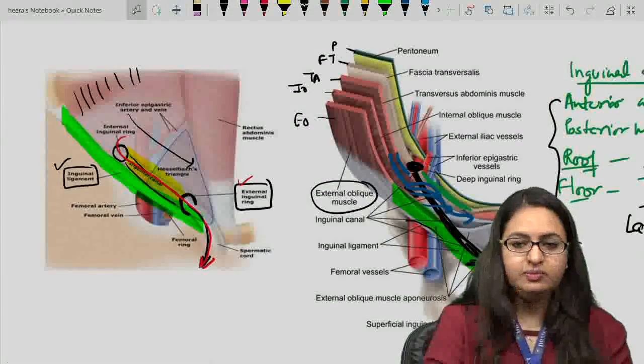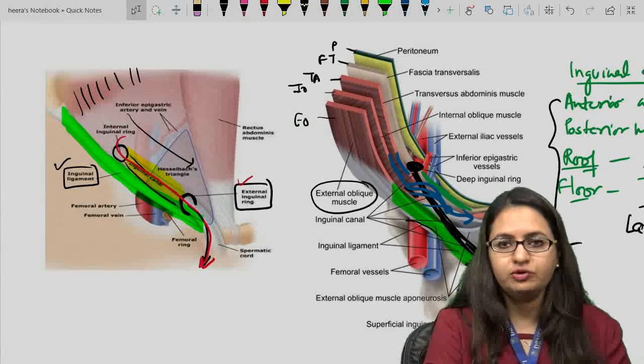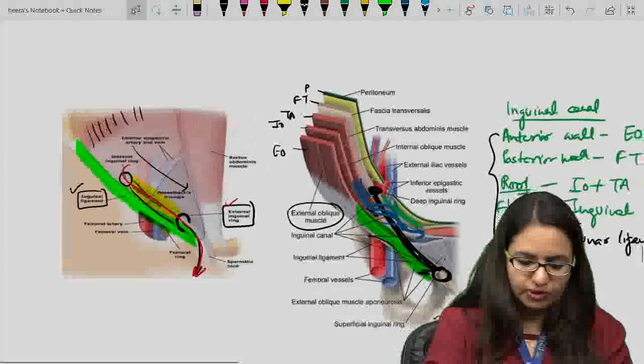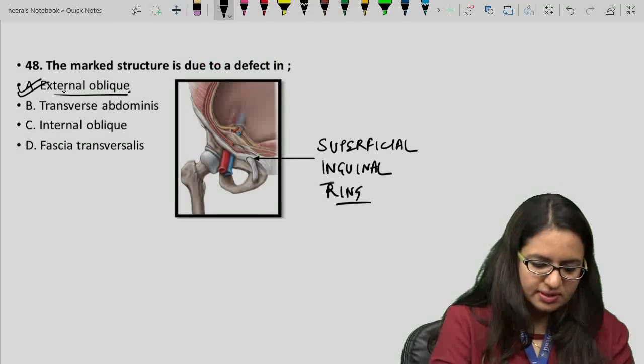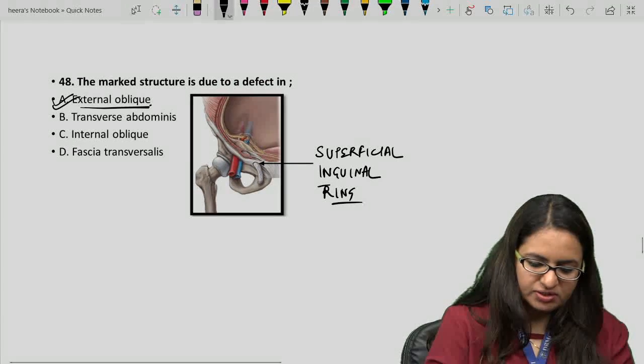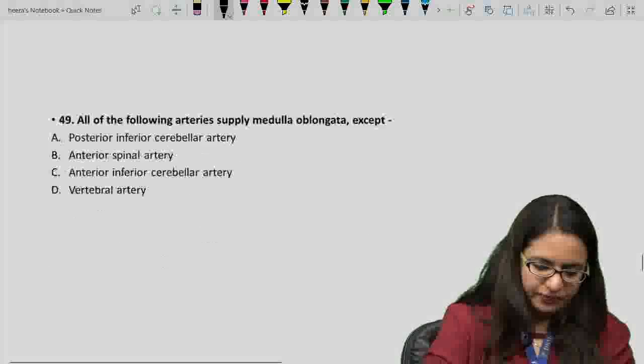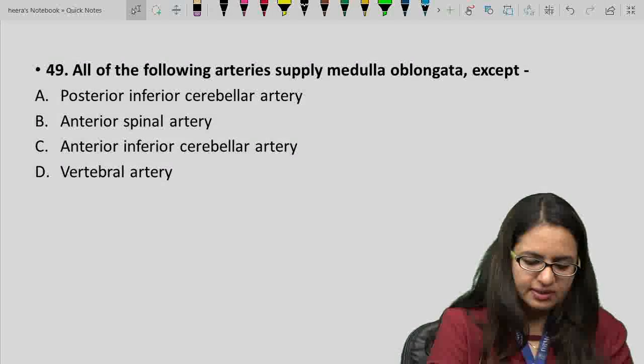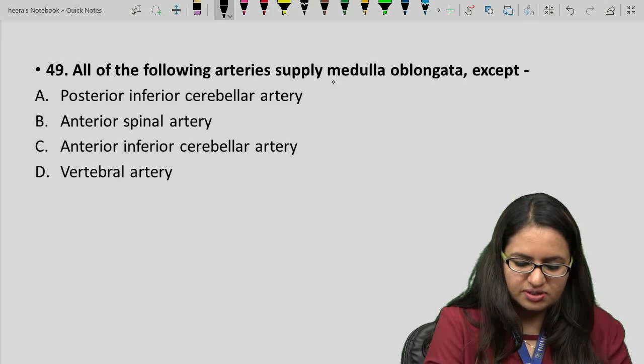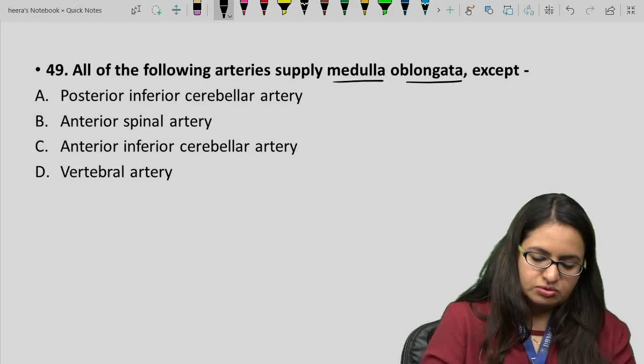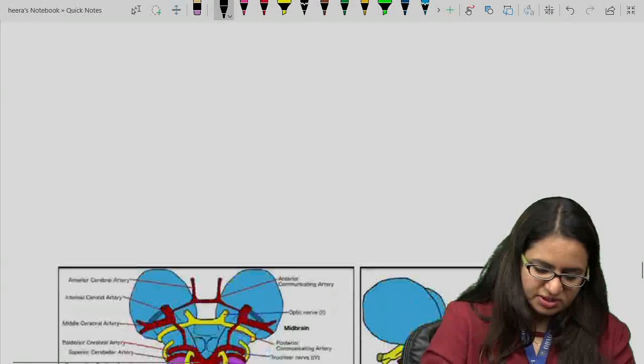The deep inguinal ring is lying around 1.25 centimeter above the mid inguinal point. So the answer for this question is the external oblique, and the arrow marked structure is the superficial inguinal ring. For the next question, question number 49, it says that all the following arteries are supplying the medulla oblongata. So first of all, we will see which arteries are supplying the medulla oblongata.